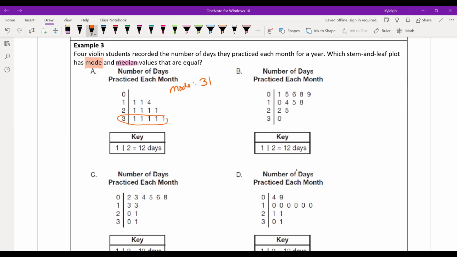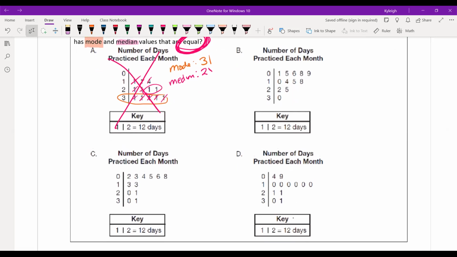And then we're going to find the median. The median's the middle, right? So let's go through and find the median. And the median is 21. We want to figure out when they're equal, so we know it's not A. I want you to pause the video and figure out, is it B, C, or D? Take a moment and find B, C, or D. So you're pausing and doing that now.